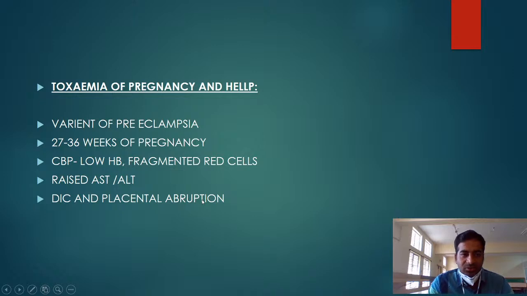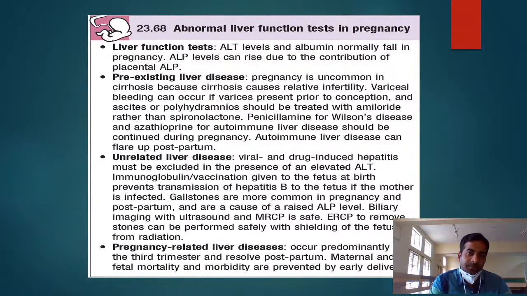The prognosis is very poor. Patients with HELLP syndrome will have hypoalbuminemia and elevated liver enzymes. AST and ALT are elevated, and they are more prone to thrombosis also.